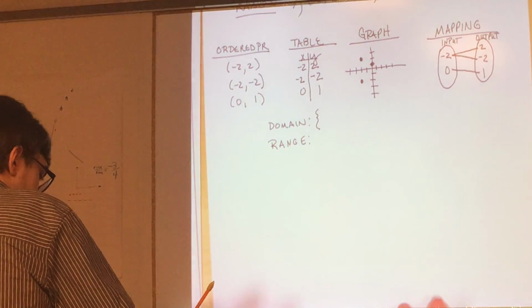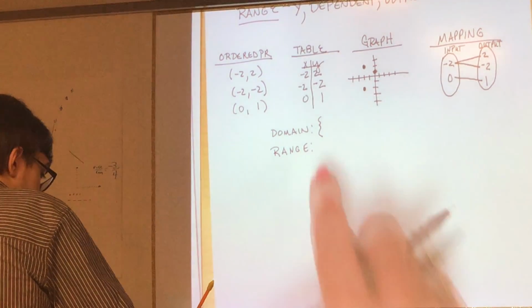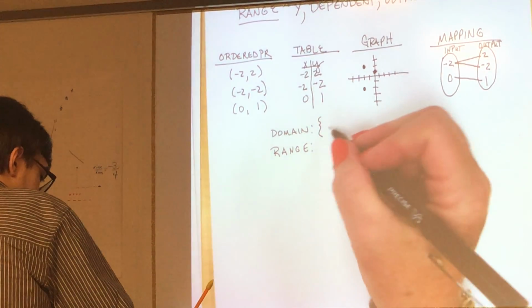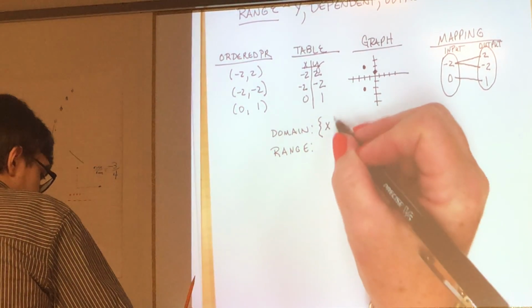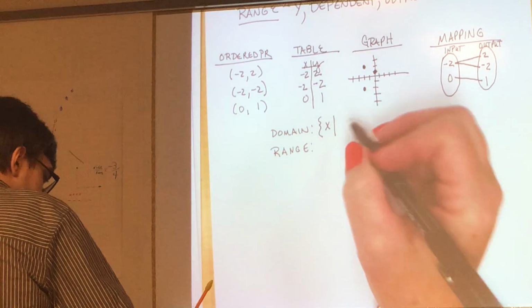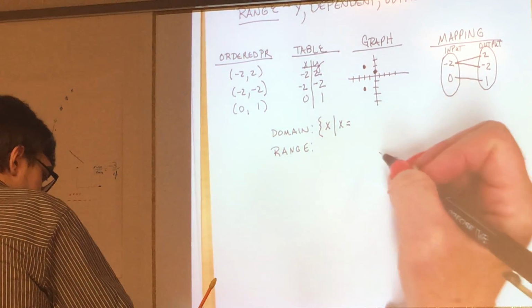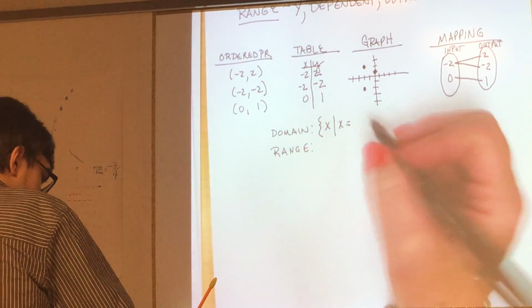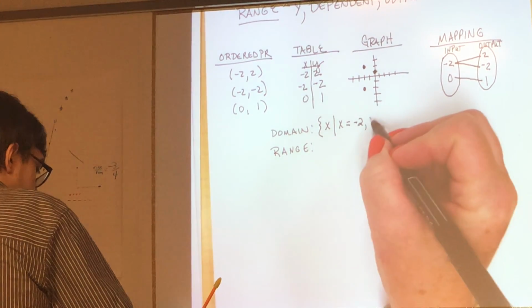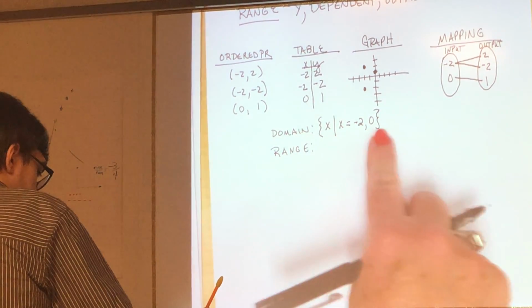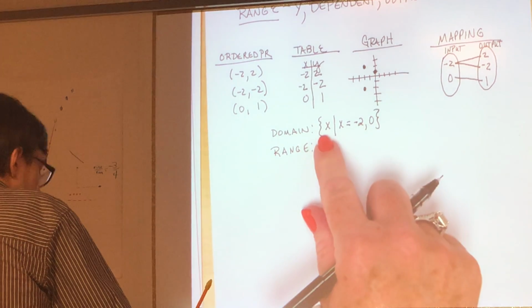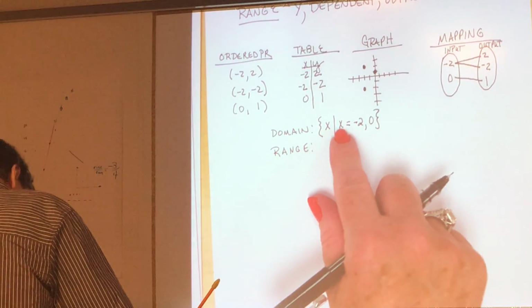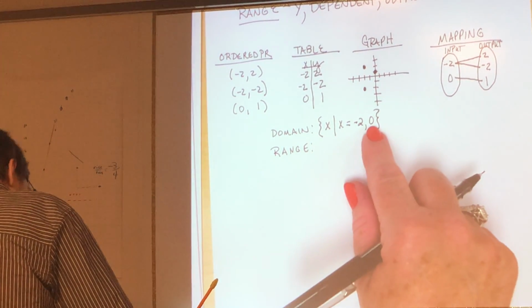All right, domain. In proper set notation, I start off with a brace, and then what do I say? Any x, such that x is equal to, what is my domain? -2, comma, 0. Does that make sense for you? My domain is any x such that x is equal to -2 or 0.